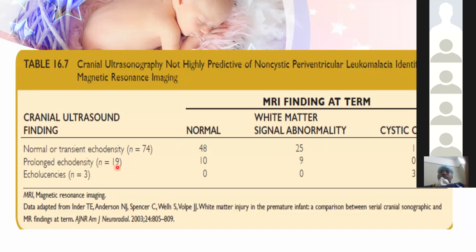Now, of those seen on ultrasound as prolonged echo density, 10 of them turned out to be normal on MRI at term. So ultrasound will not be the sole modality of choice. MRI is better compared to ultrasound in picking up findings of white matter injury or PVL at term.